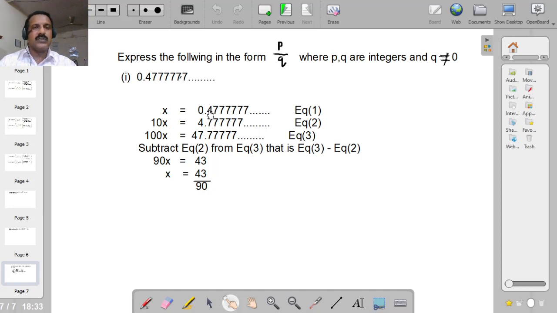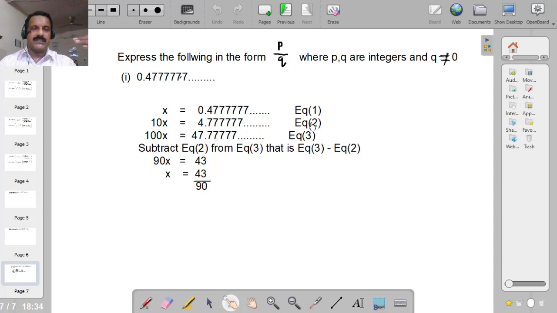So 10 raised to n, where n is equal to the number of non-recurring digits occurring after the decimal point. We have the decimal point here. 4 is the digit that is not recurring, and there is only one such digit. So we will multiply this equation by 10. We multiply 10 with x, we get 10x, and when we multiply 0.4777 with 10, we get 4.7777. So we get equation number 2.